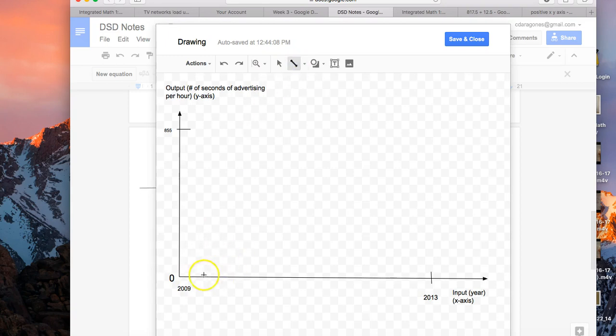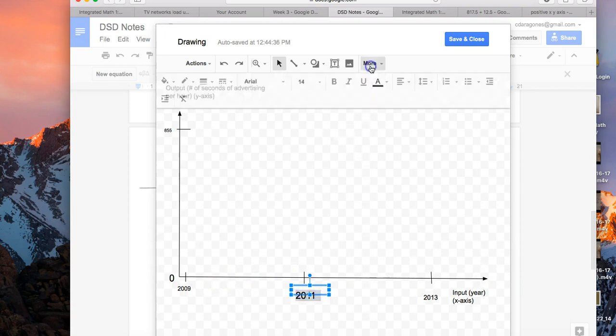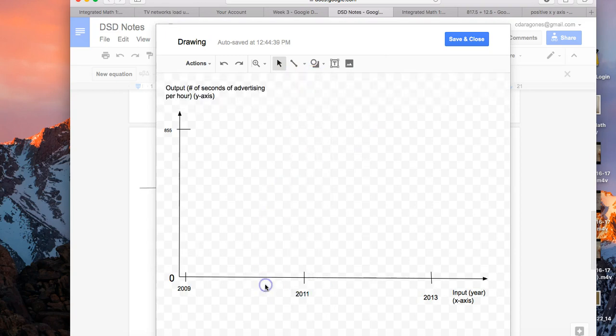And the halfway point between 2009 and 2013, so about halfway. There are 4 years between 2009 and 2013, so the halfway point is 2011. Because 4 years, half of that is 2 years, so 2 years after 2009 is 2011. Okay. Then I can add in all my other years. So half of 2009 and 2011 is 2010. And half of 2011 and 2013 is 2012. So I can go ahead and add that.